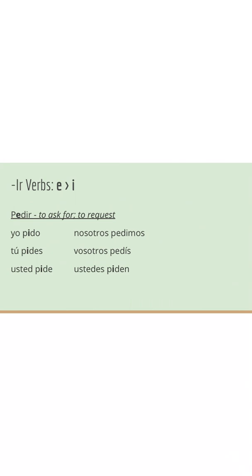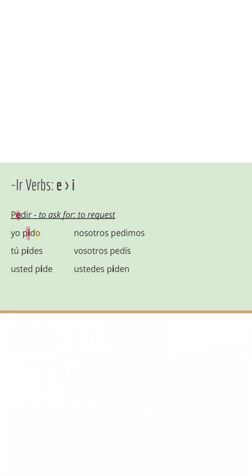All right, the next one that we're looking at is an E to I stem change. So a little bit different here. This is one of our new ones. Also, just as simple as the others. We take our E here in the middle and we stem change it to the I. So it becomes yo, for example, pido. So if I ask or if I request, yo pido is what we should see.